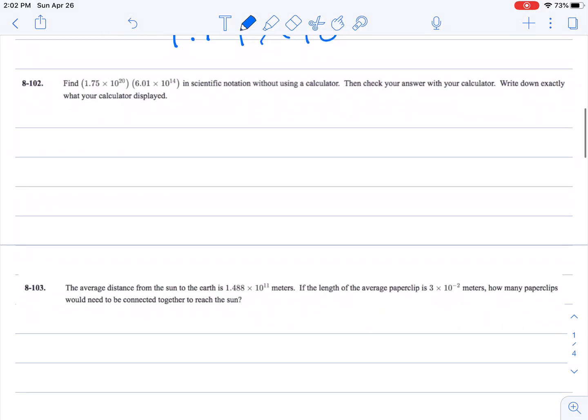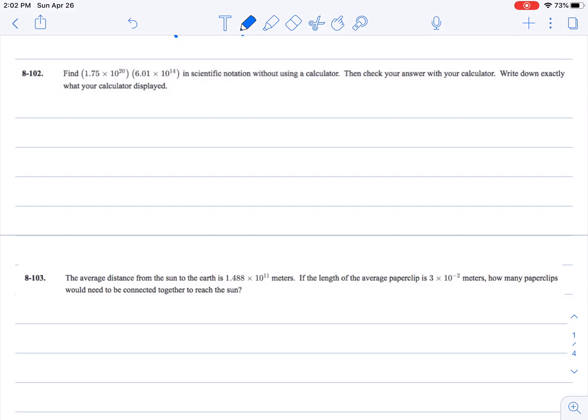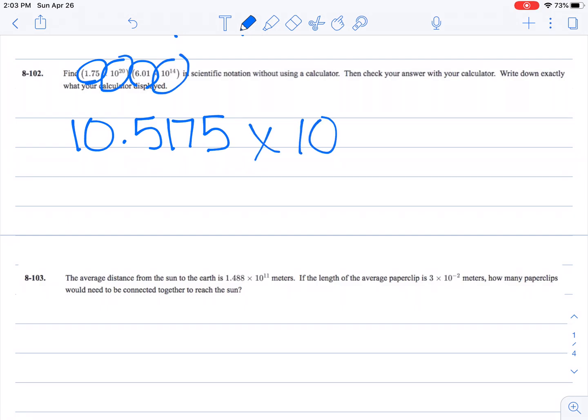102. And for this one, we're just multiplying. So 1.75 times 6.01 gives me 10.5175. And this exponent is to the 20th, and this is to the 14th. So 14 plus 20 gives me the exponent of 34.